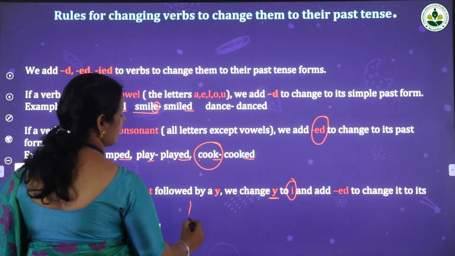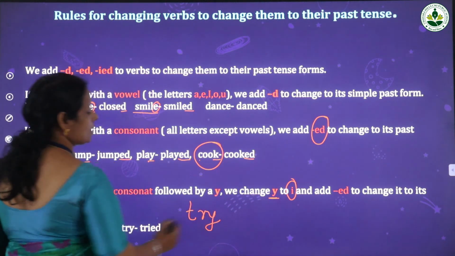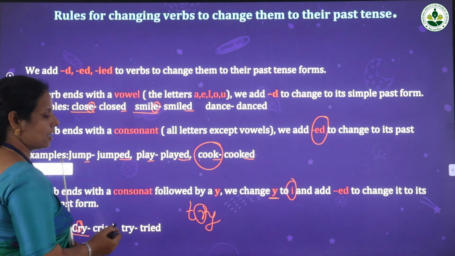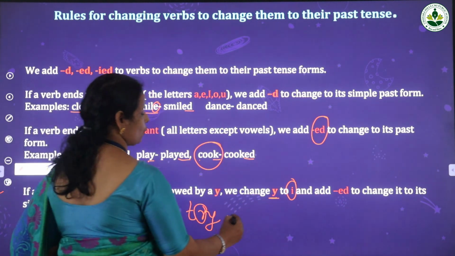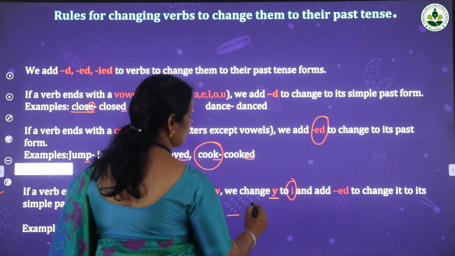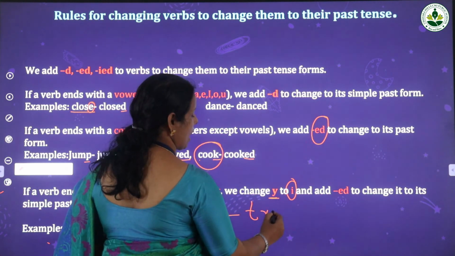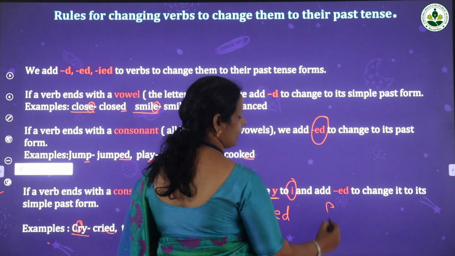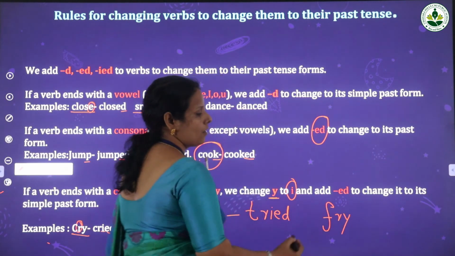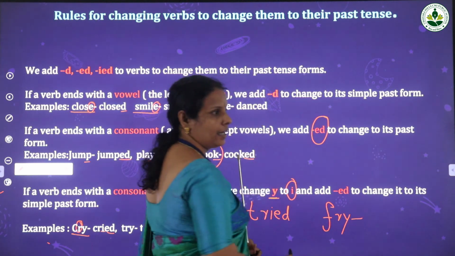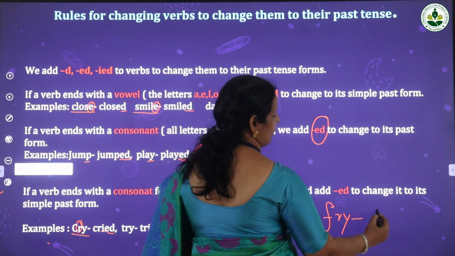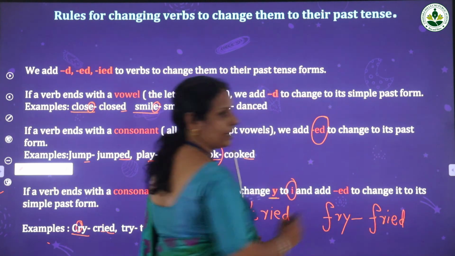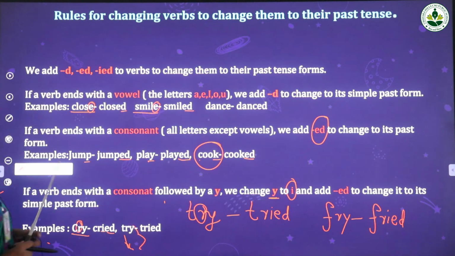Then the second word is try, T-R-Y, try. Here also the verb ends with a consonant, that means R followed by Y. So to form the past tense, you have to replace Y with I and add ed, tried. Then the next word is fry, F-R-Y, fry. What's the past form of fry? It's fried. And what's the spelling? You have to change Y into I and add ed, fried. So in that way you have to form the past tense.